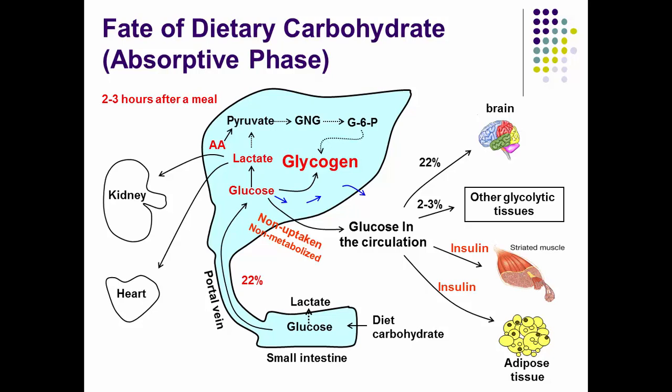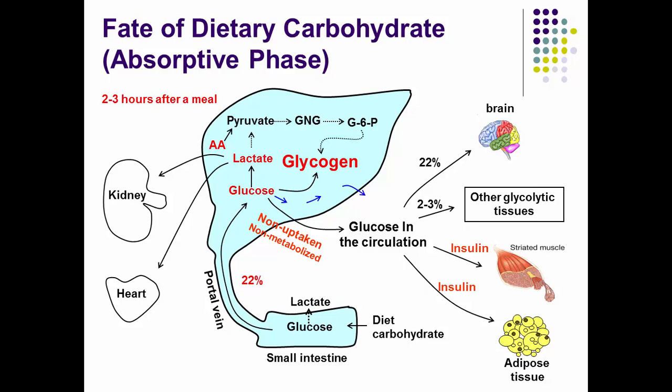So that means the remaining 78% of absorbed glucose goes to the circulation. And of this circulating glucose, 22% goes to the brain for oxidation, and 2 to 3% of the circulating glucose goes to the other glycolytic pathways. So almost any type of tissue is a glycolytic tissue, right? So it means it goes to the rest of the tissues.